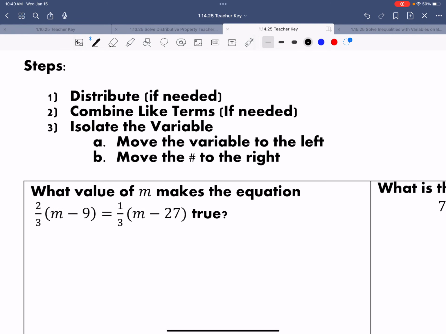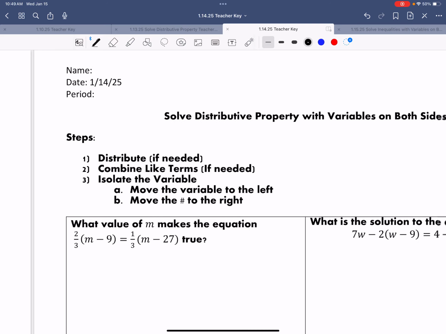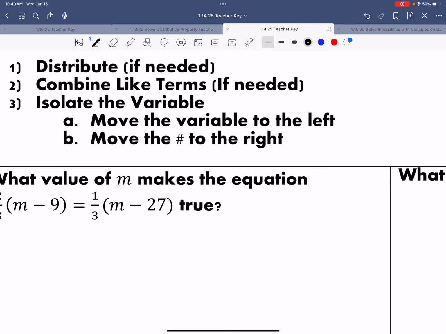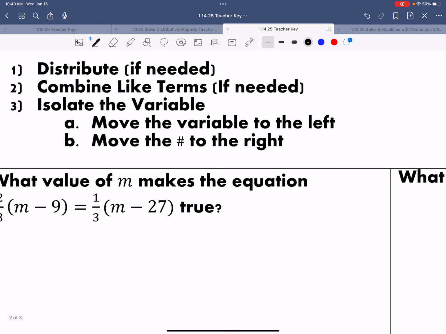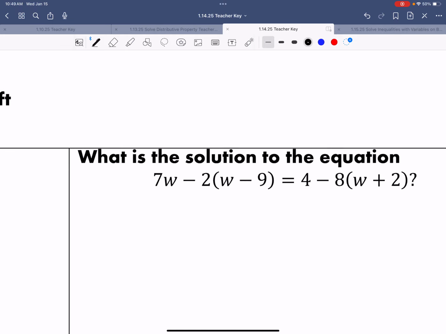Okay, so what we're going to do is solve a distribution with variables on both sides. You're going to have 3 steps. Step 1 is distribute. Step 2 is combine like terms. Step 3 is isolate the variable. We kind of have a 3A and a 3B: move the variable to the left and move the number to the right. So let's go ahead and get started.